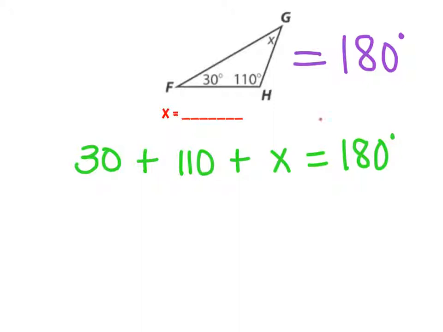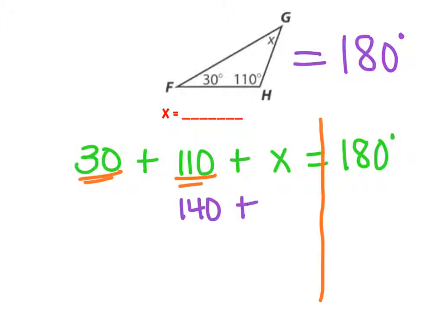When solving equations, we split them in half, so we have a left and a right. On the left side, I have a 30 and a 110. These are normal numbers, so I can go ahead and combine them together. 30 plus 110 is 140, plus I still have that 1x. All of those still add up to be 180 degrees.